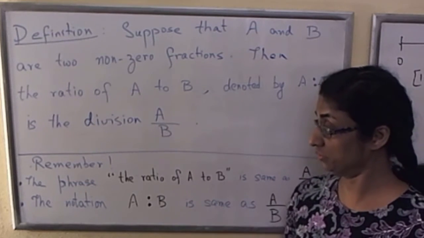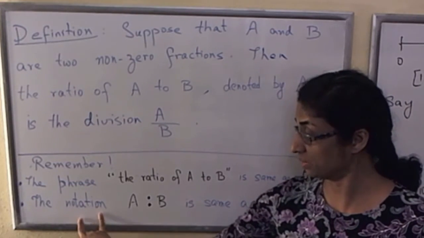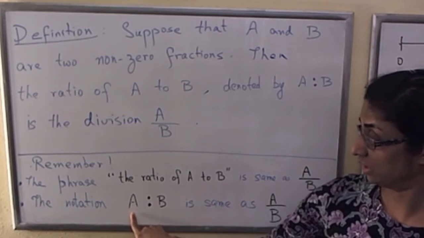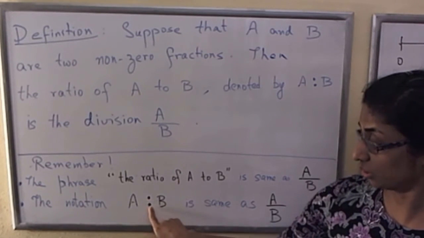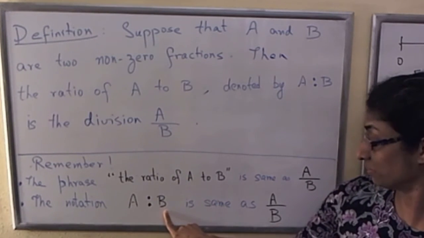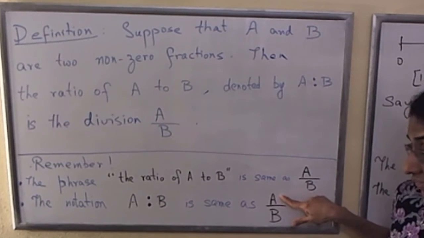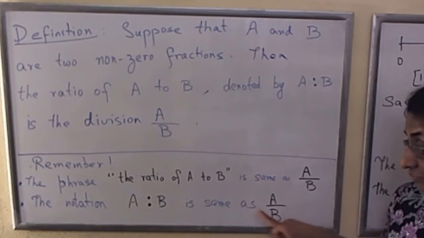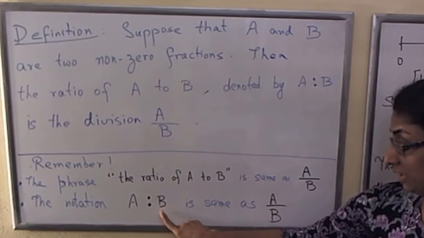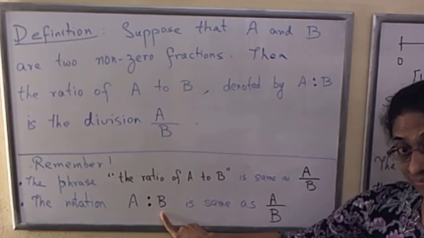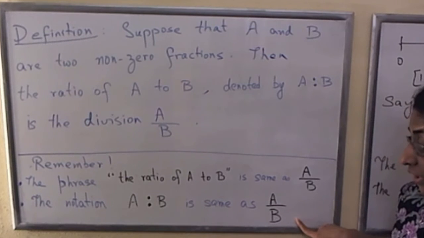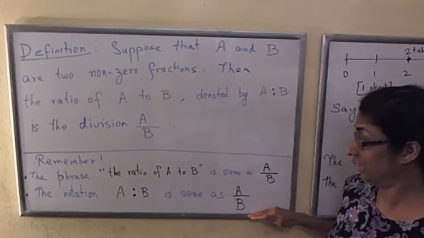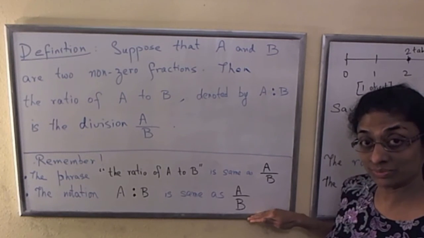And the definition also tells you anytime you see this strange notation, a fraction colon a fraction, that is simply the same as the first fraction divided by the second fraction. That's what this is telling you. So keep this information in mind, and we'll look at some ratio problems.